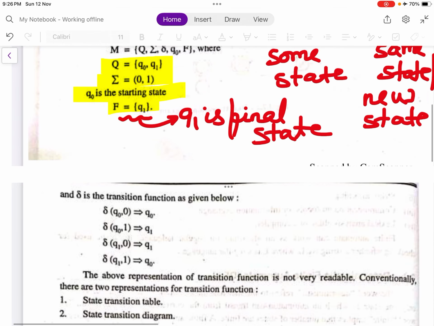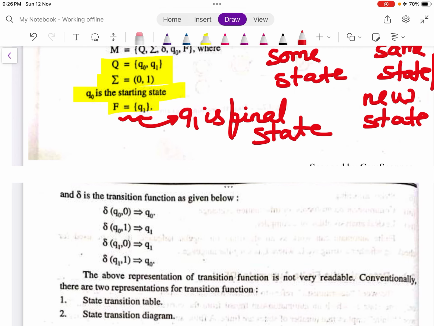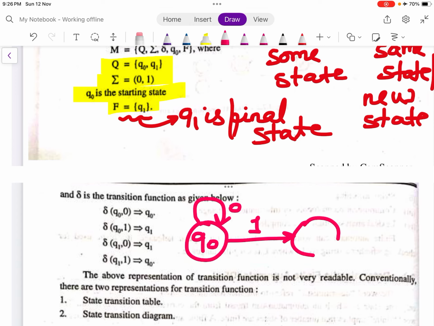In this example, your transition function is given as Q0 on 0 goes to Q0. So we'll write like this: Q0 on 0 goes to Q0, Q0 on 1 goes to Q1, Q1 on 0 goes to Q1, and Q1 on 1 goes to Q0. Q1 is your final state, so it is drawn with double circles.